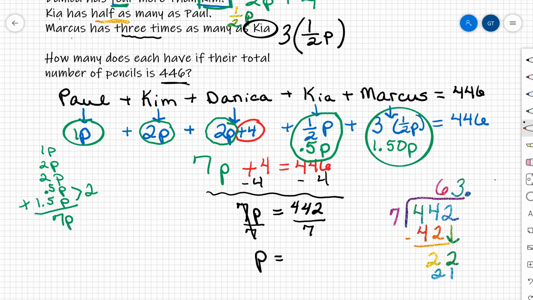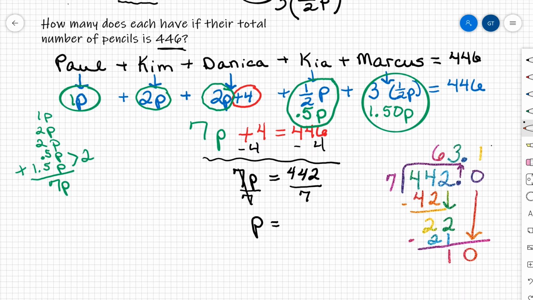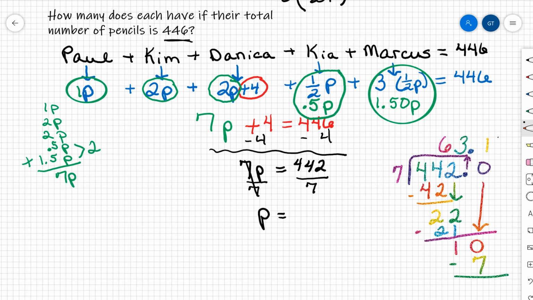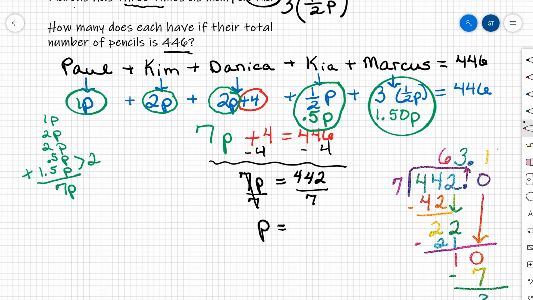Okay, we can have a decimal. Add my 0. Subtract. Here's a 1. Bring down this 0. 7 will go into 10 one time. 1 times 7 is 7. I don't think this is going to end for us. And that's going to be a 3. All right, so we're going to leave it at 63.1.